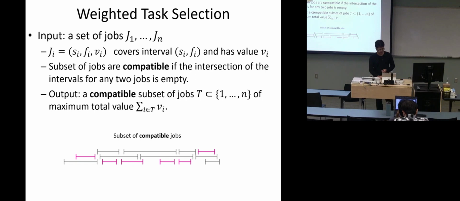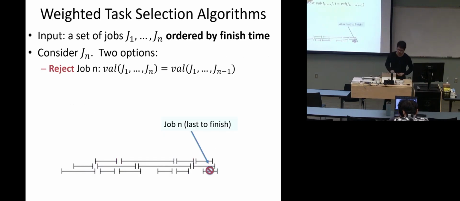Let's set up this set of jobs so they are ordered by finish time. Now if we just consider the last job, this one, what do we have? We have basically just two options about this last job. We want to add it into our collection or reject it. So suppose that we reject it.